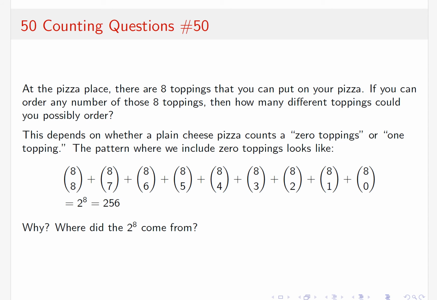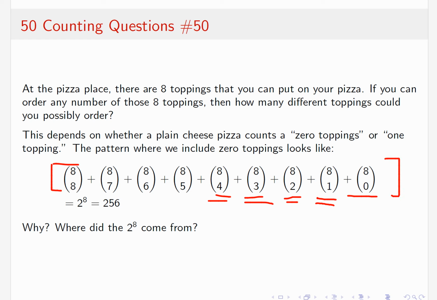Well, it depends on what we do with the cheese pizza. Is the cheese a topping? So that's a 1 topping pizza, or is it not a topping? Is it a 0 topping pizza? Okay, and if we count the cheese pizza as a 0 topping pizza, then there are 8 choose 1 topping pizzas, and 8 choose 2 topping pizzas. These are all the 3 topping pizzas, 4 topping pizzas, and we can order all 8 toppings. So we're adding these numbers up.